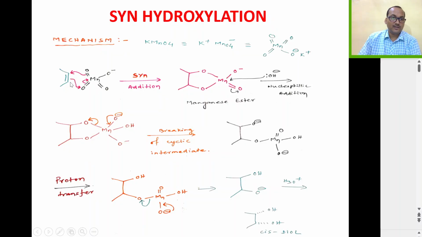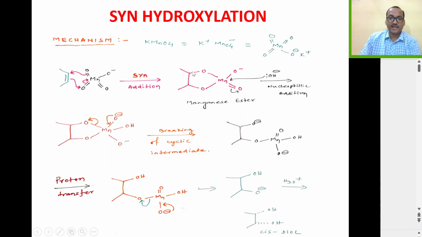So this alkene will add in syn fashion on to this MnO4 minus. So this pi bond will attack to this oxygen. This pi bond will break on this manganese, and this double bond will attack to this alkene. So as a result, you will have a 3 plus 2 cycloaddition reaction giving rise to this manganese ester.